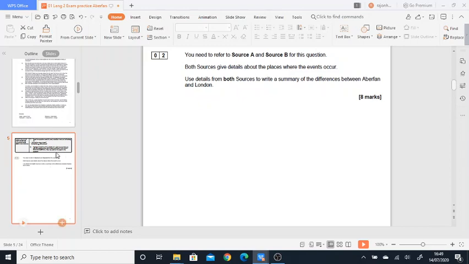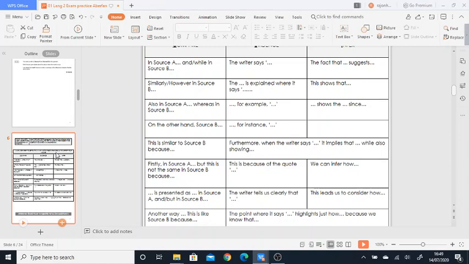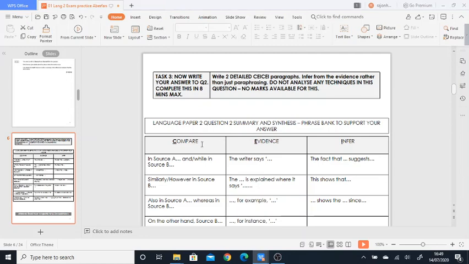So if we go on to think about how to structure this question, we can look at CEI, compare, evidence and infer. So what we need to do is structure this question so that the first sentence is going to have a comparison. So what is the main comparison? What's the main difference between the two locations in both texts? Then we provide the evidence, and then we provide an inference.